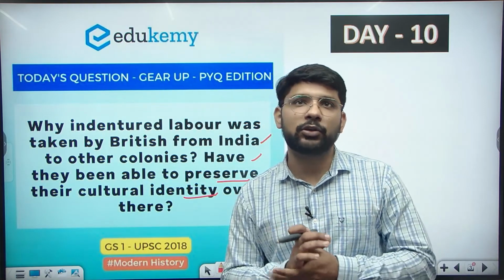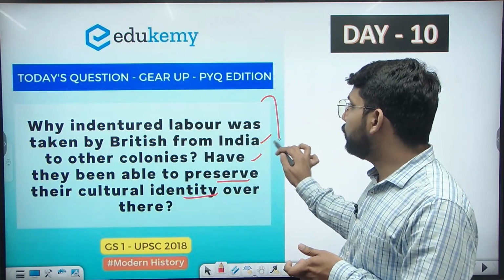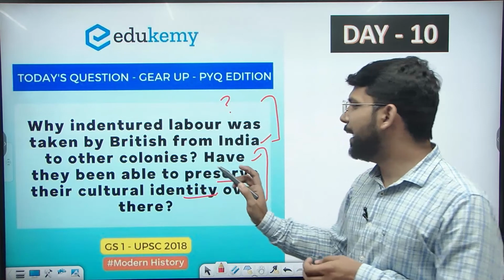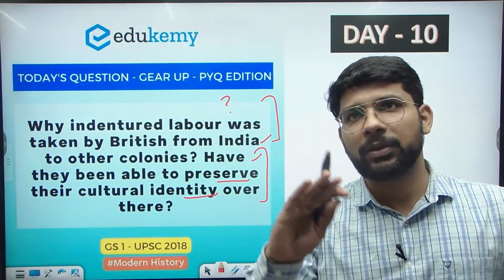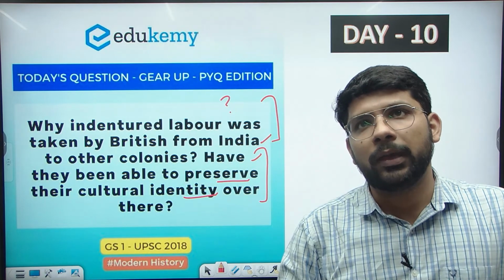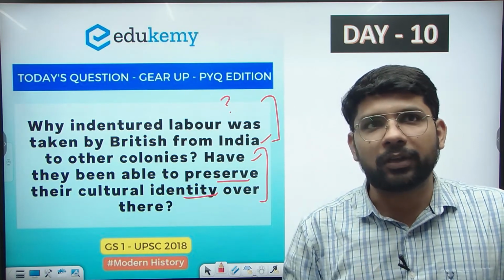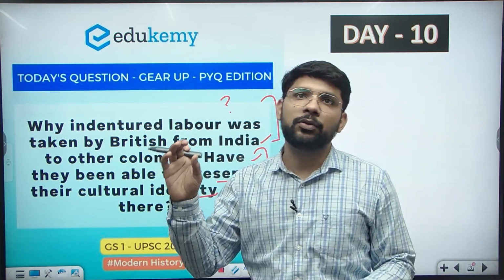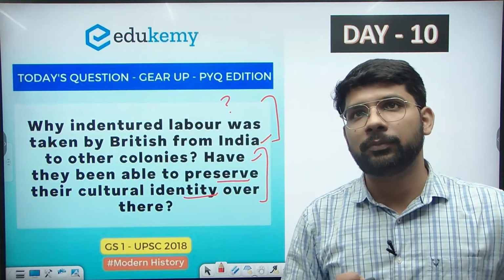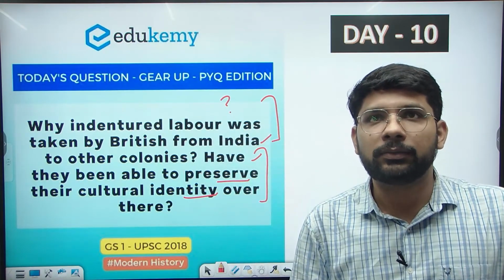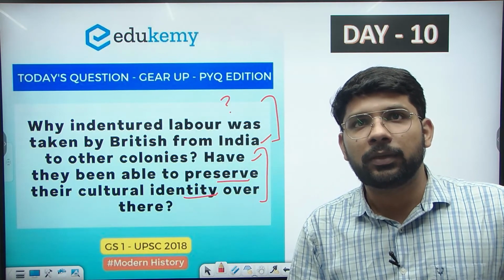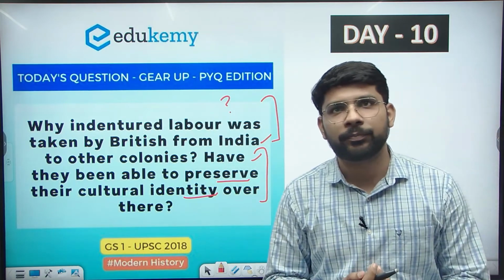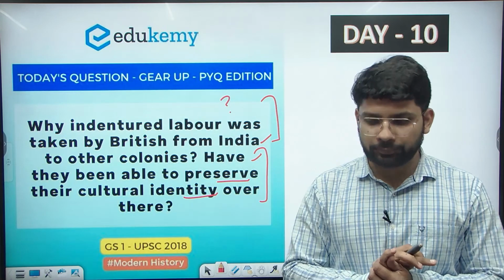So the question has two parts. In one part, we need to write why the labor was taken from India. In the second part, we need to write about the cultural identity they preserved there. So in the body, we need to address the two parts of the question. But in the introduction, we need to write about indentured labor. What was the concept of indentured labor? We need to write that in the introduction, and then we will conclude the answer after writing the body part. So let's start with the introduction.